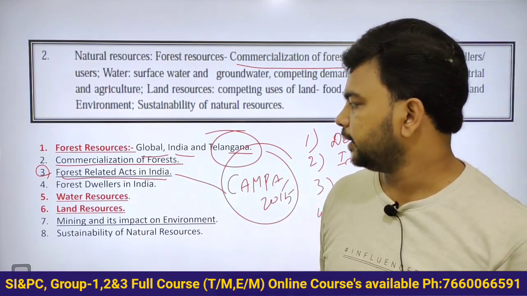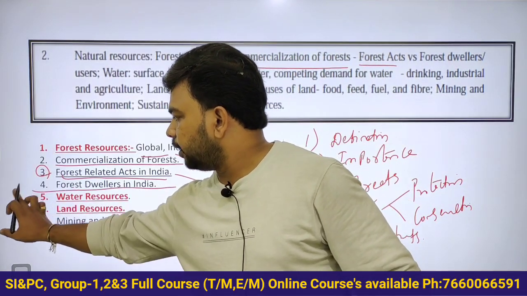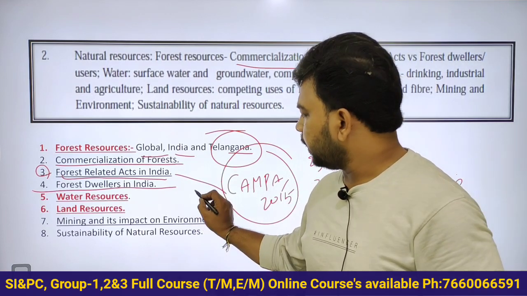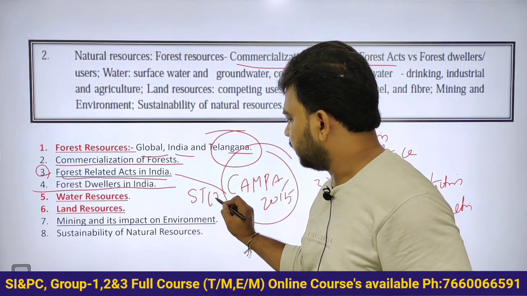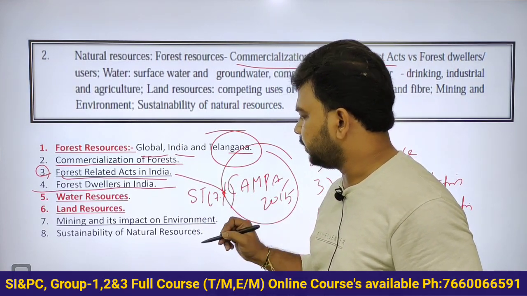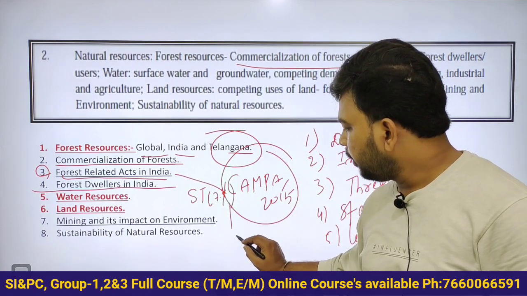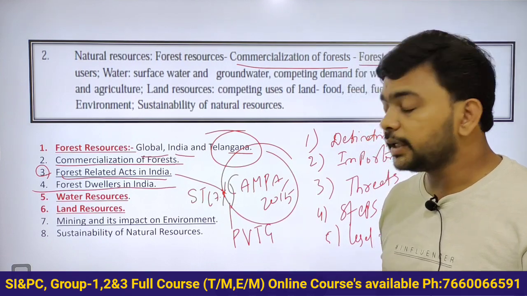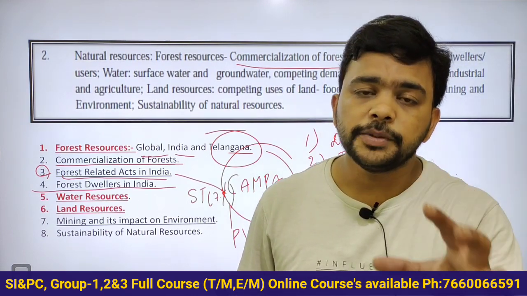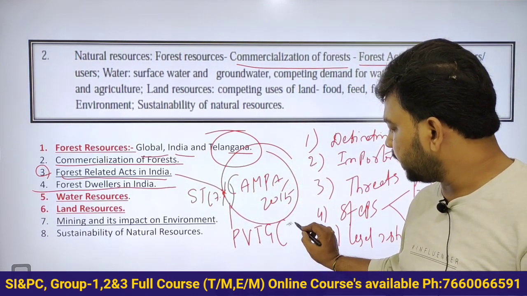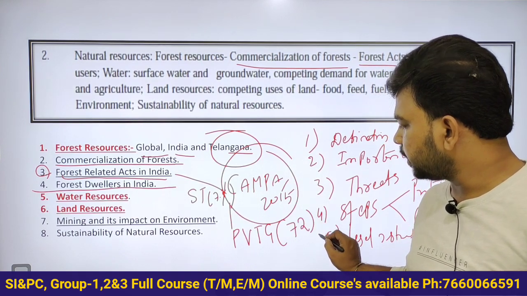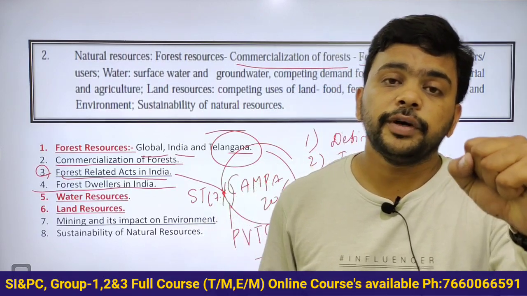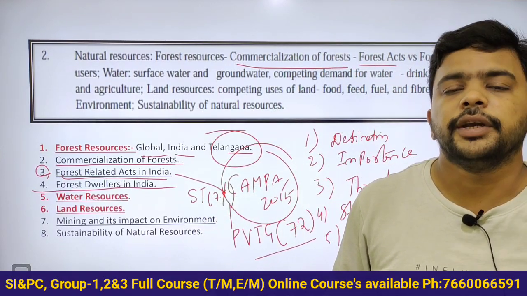Understand that very clearly. Then forest dwellers in India. Who are forest dwellers in India? Scheduled Tribes living in the forest of India, 7.5% of the Indian population. Then you have particularly vulnerable tribal groups. There are around 72 particularly vulnerable tribal groups in India, recognized by the President of India in the Scheduled 5 areas and Scheduled 6 areas of India.